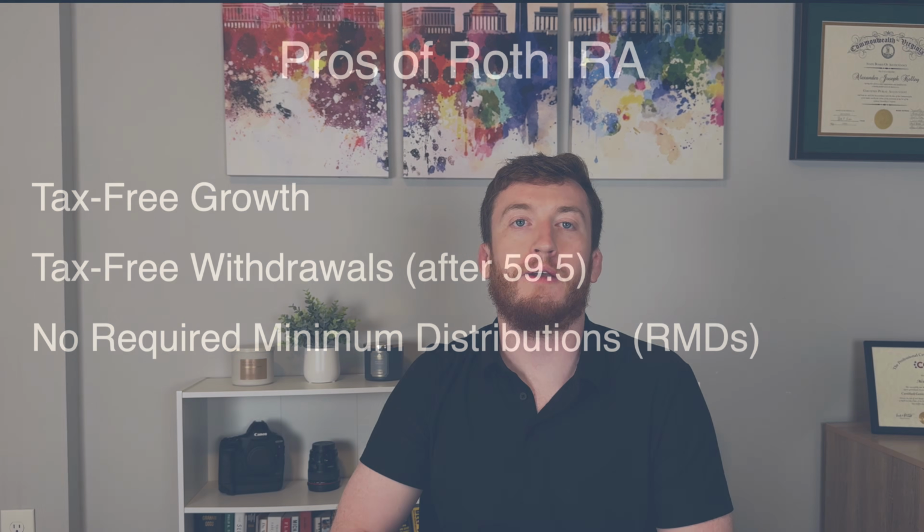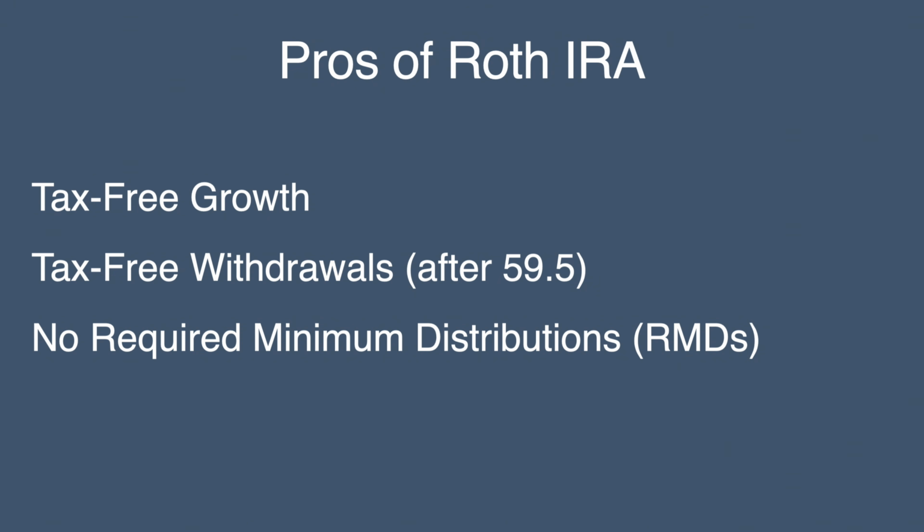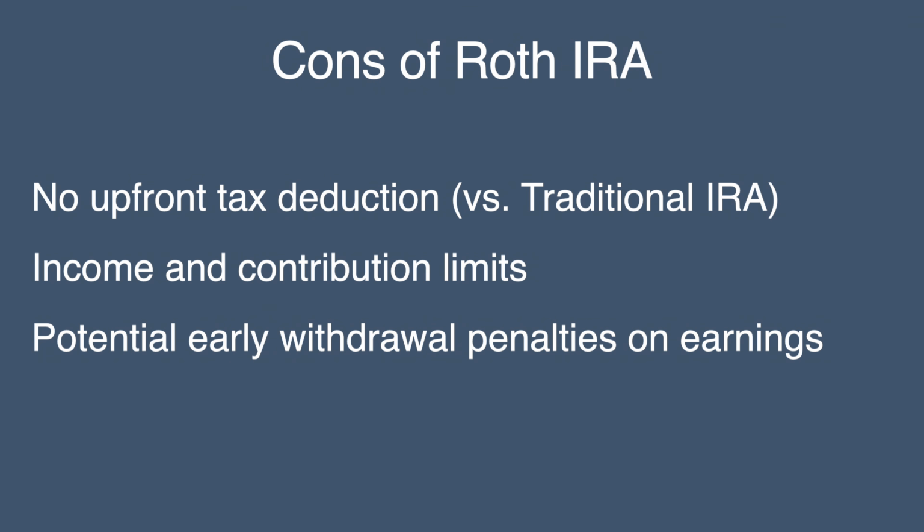Let's get right into the pros and cons of the Roth IRA. The pros include tax-free growth, tax-free withdrawals after the age of 59 and a half, and no required minimum distributions. The cons of the Roth IRA include there's no upfront tax deduction like you would get in a traditional IRA, there's income and contribution limits, and there's a potential early withdrawal penalty on earnings.